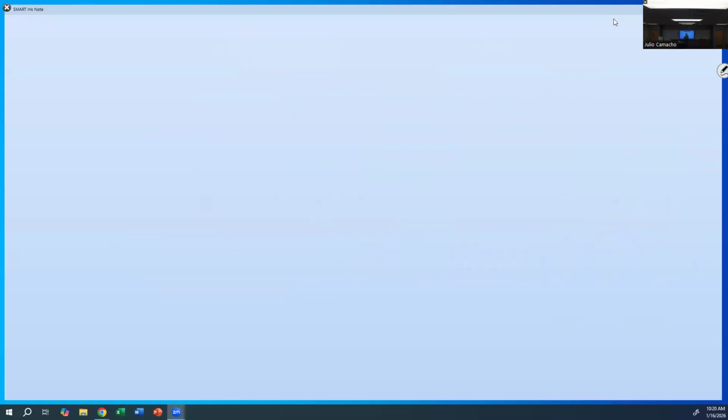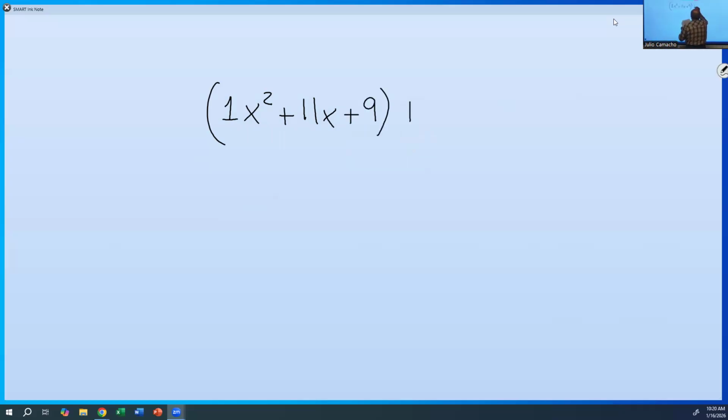Now imagine that you have, I would put 1x squared plus 11x plus 9. Parentheses. Don't make it look like a 9. Plus 9. Plus 6x squared minus 7x plus 8.